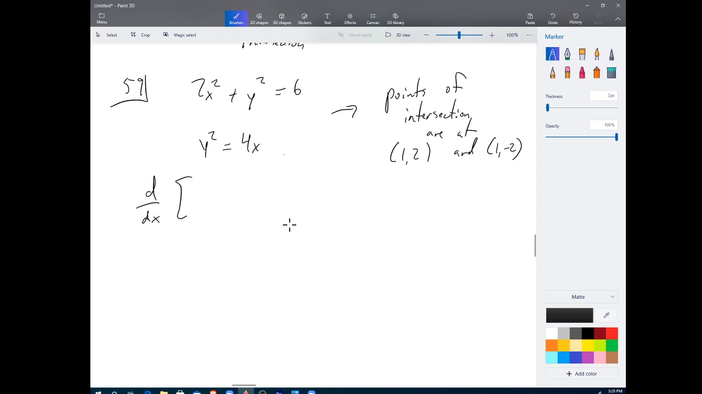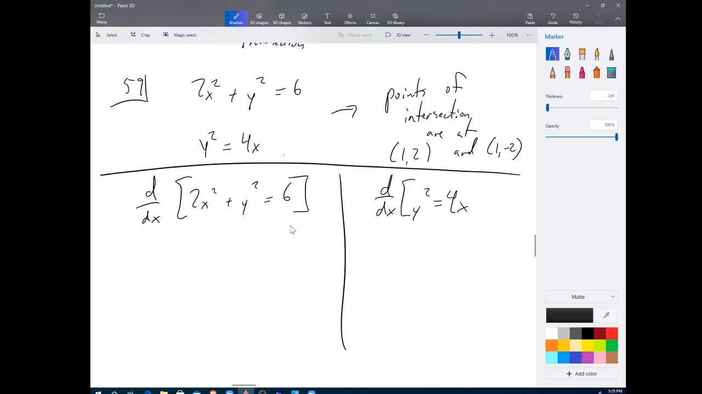So the first equation, and set up the second equation, but I'll come back to this one. All right, so the first equation, the derivative would be 4x plus 2y dy/dx equals 0. Solve it for dy/dx.